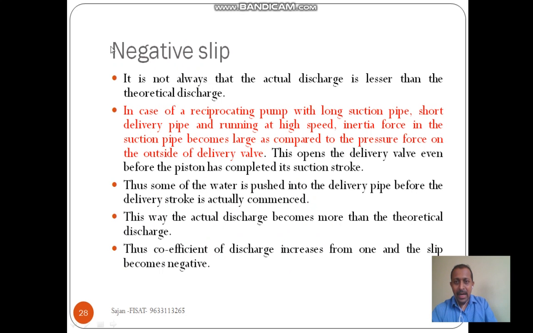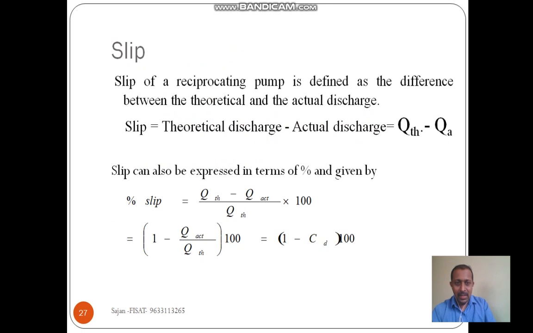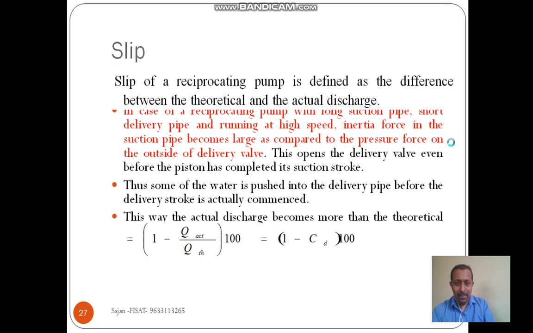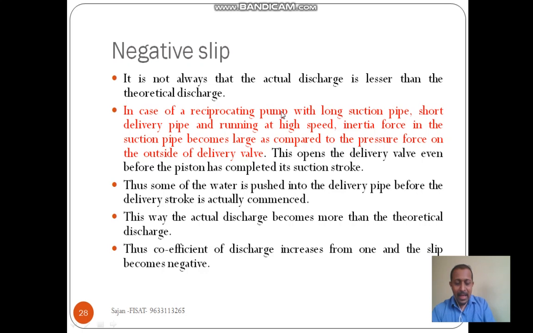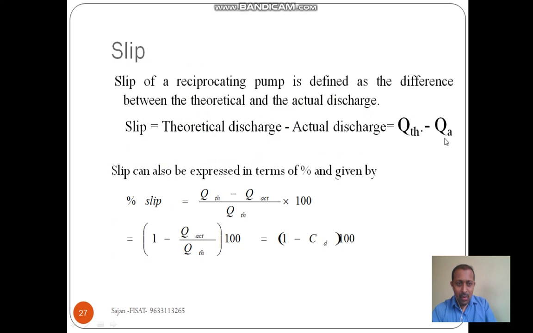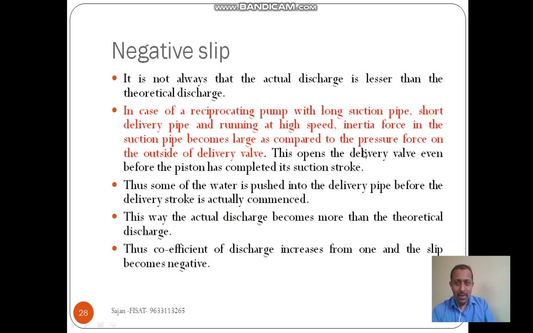This is the percentage of slip. Another term is negative slip, as the name indicates, the negative value of slip. Here you can see that the difference between Q theoretical minus Q actual is the slip. So when the value of Q actual is greater than Q theoretical, we will get a minus value. Since we get a negative value for the slip, we call it negative slip. It is not always that the actual discharge is lesser than the theoretical discharge.